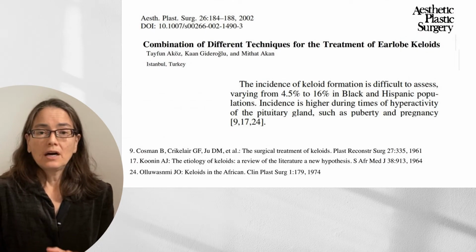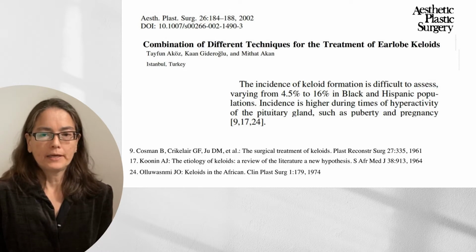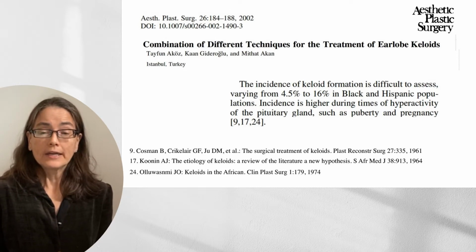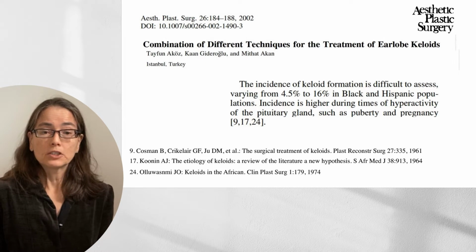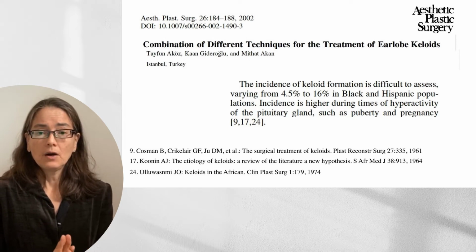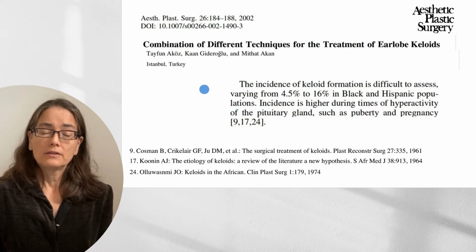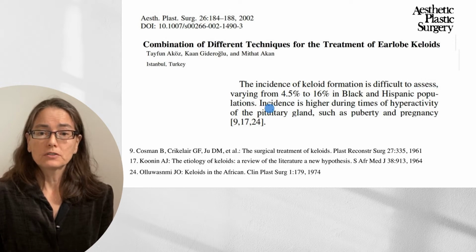So this is an actual original research article, but it's not looking at Hispanics or blacks. It is looking at earlobe keloids in individuals in Turkey. So they once more do their research, but refer to this 4.5 to 16%. And here are the three references they use. So let's take a look at those now. So we have Kosman from 61, Kunin from 64, and Uluwasanmi from 1974.